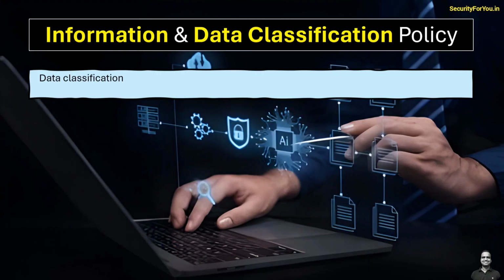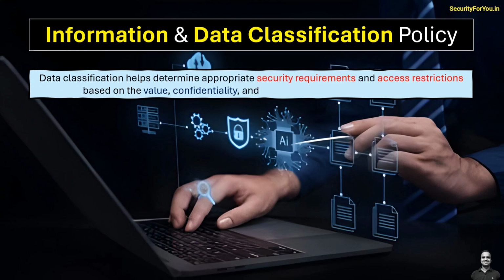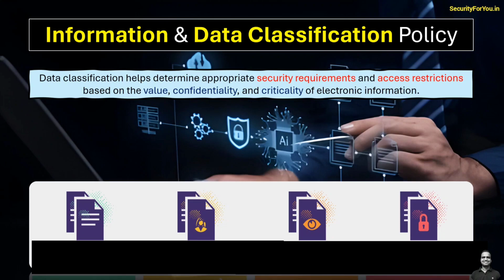Data classification helps determine appropriate security requirements and access restrictions based on the value, confidentiality, and criticality of electronic information. So how would you classify the data based on the value and confidentiality of the information? As per the needs of the organization, you can classify information into different categories like public, restricted, confidential, or high-risk information, as per the needs and risk appetite of the organization.